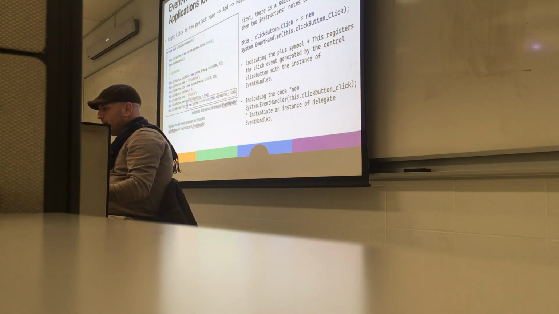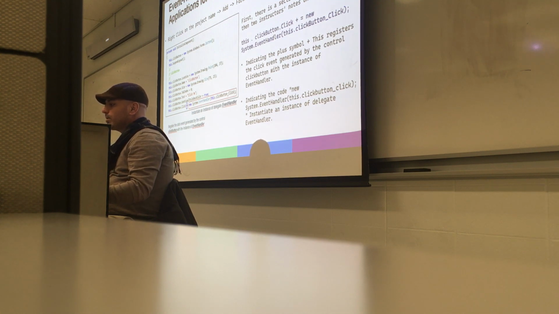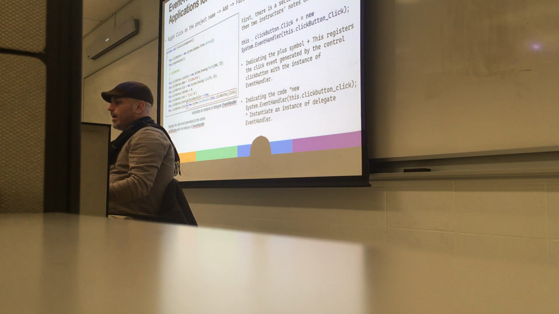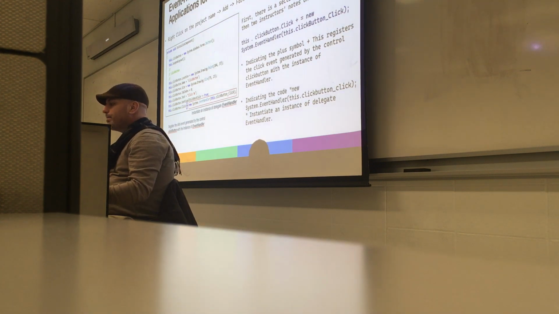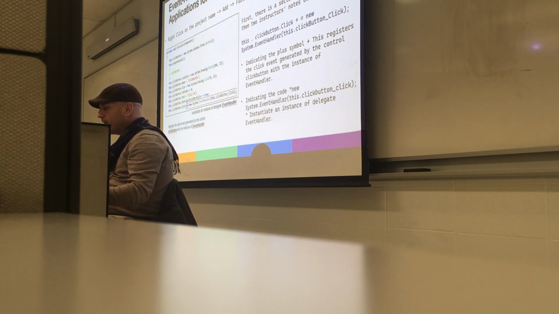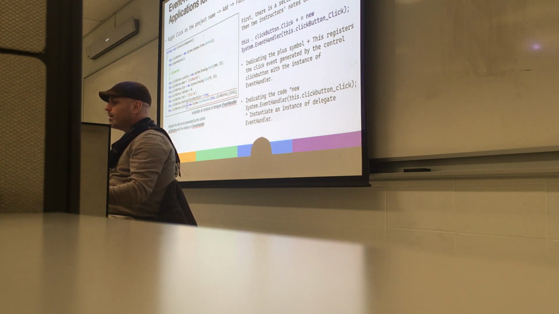First, there is a section of code on the button, then two instructions. So this.button.Click plus equals new System.EventHandler(this.button_Click). The plus symbol indicates registering the click event. This registers the click event with an instance of the EventHandler. It indicates that new System.EventHandler(this.button_Click) instantiates an instance of the EventHandler delegate.